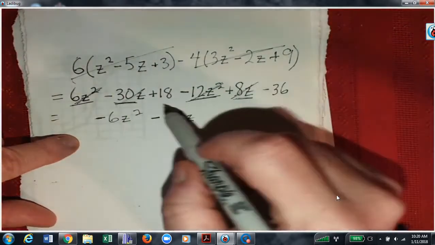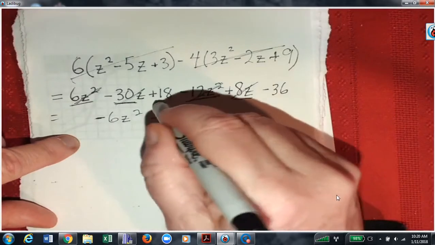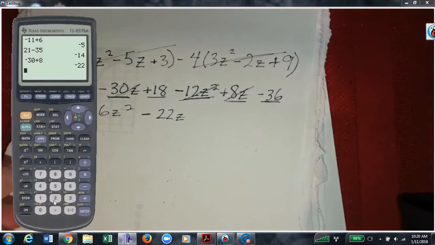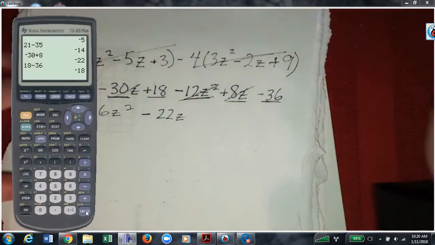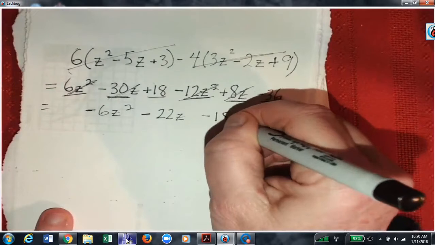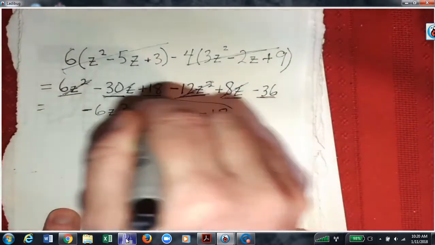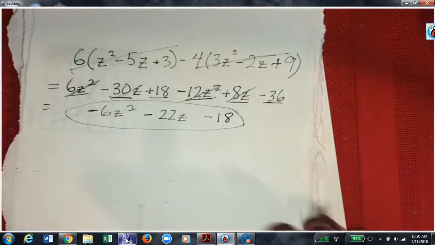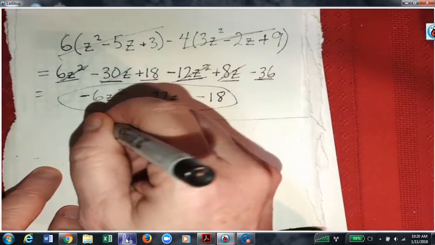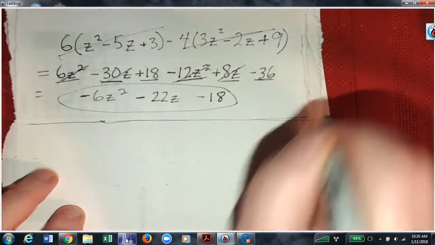And then finally, I have 18 minus 36. So 18 and the subtraction symbol, 36, which is negative 18. And this is my final answer. Okay. Last one.